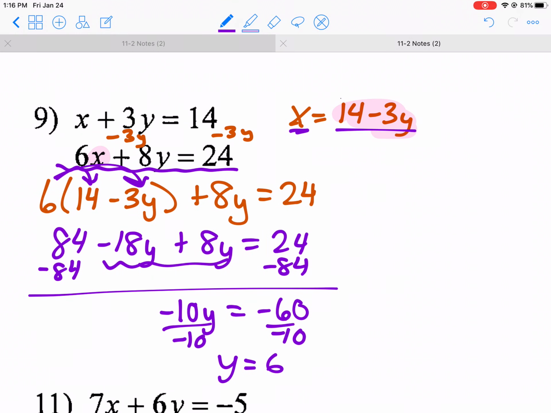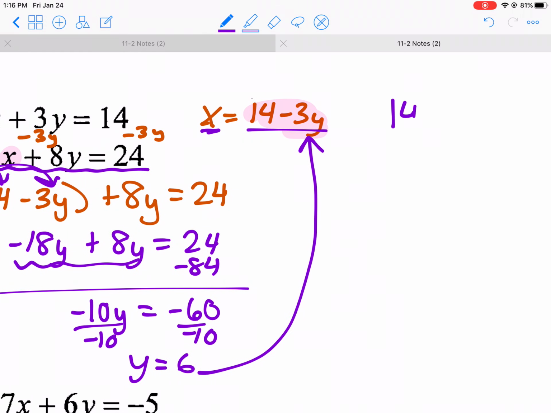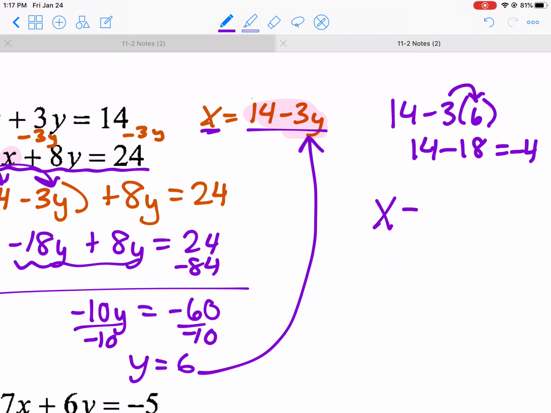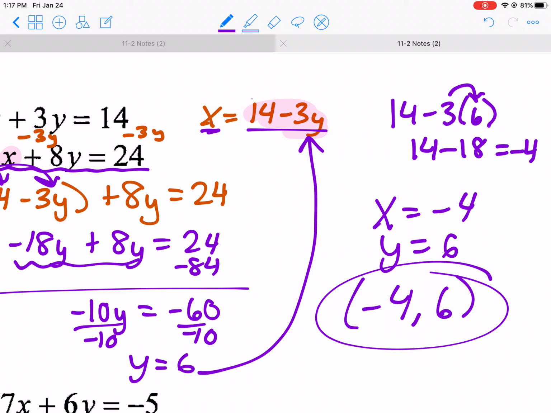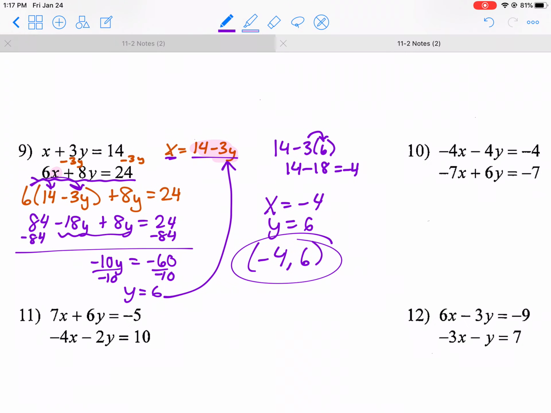That's good news, but it's not the end. Let's take this y equals 6 and plug it in up there. So we'll have 14 minus 3 times 6. Negative 3 times 6 is negative 18. And 14 minus 18 is negative 4. So we know that x equals negative 4 and that y equals 6. There's my ordered pair. We want to check our work and make sure that it holds true. And I think this is enough to get you ready for the next one.